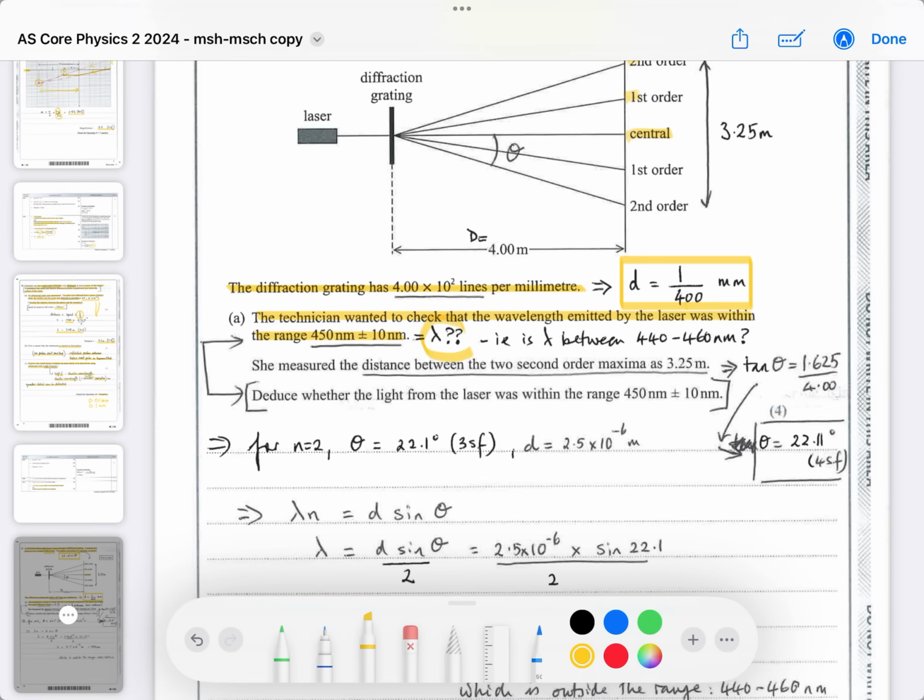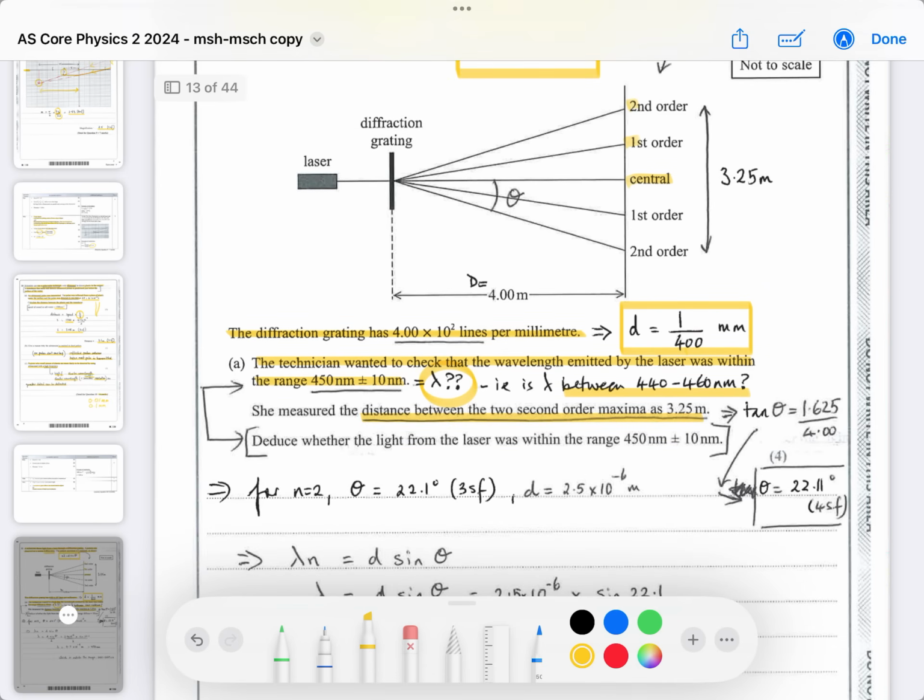In other words, is lambda between 440 and 460? Because that would be plus or minus 10 each side of 450 nanometers. You need to know that nanometers is 10 to the minus 9. She measured the distance between the two second order maxima as 3.25 meters. That's a good scientific method to go from the second order on each side, and then you can work out the angle from the central one by dividing by 2, because this is the angle you want: the angle subtended between the center and the second order.